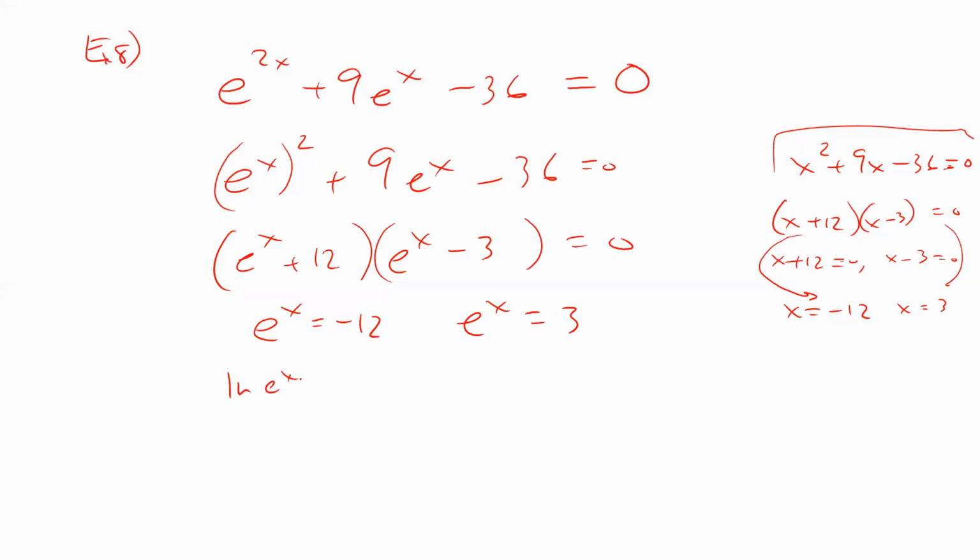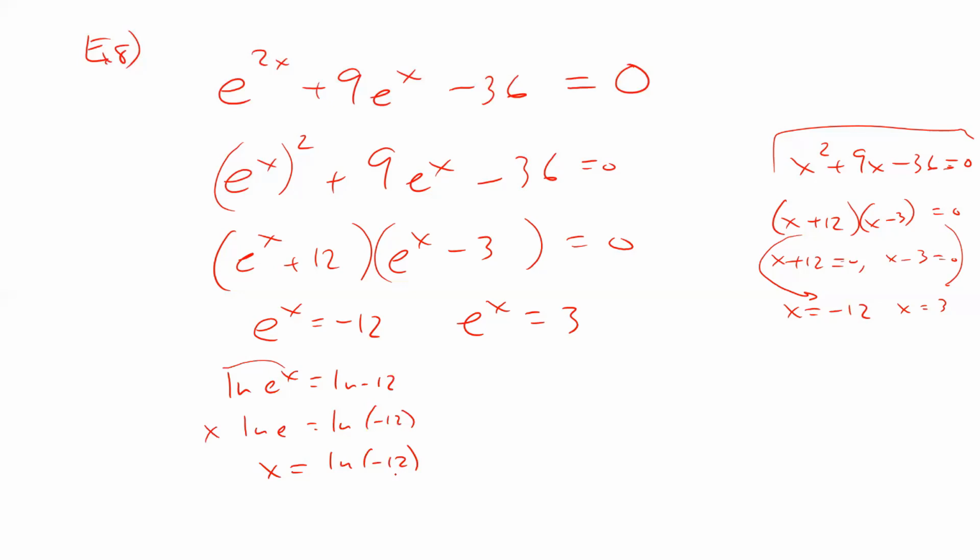Now we do the ln. So ln e to the x is equal to ln of negative 12. Putting the x in front, x is equal to ln of negative 12. Punch this into your calculator. I went to the nearest hundredth place. Mine said not a real answer. Wow. How come? Yeah, because it can't be negative.